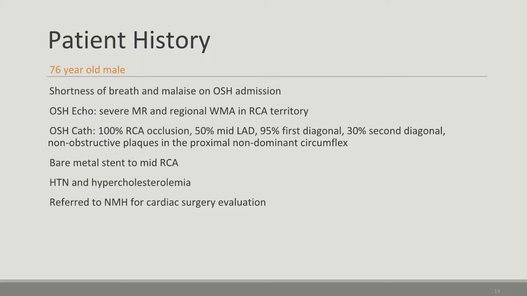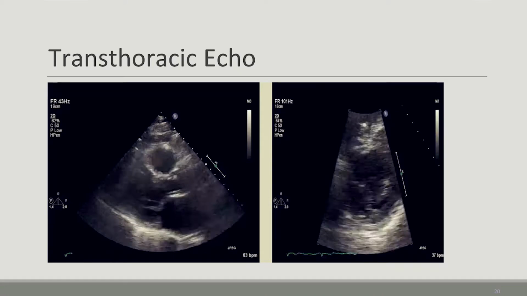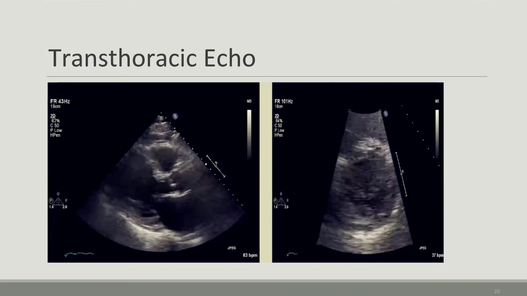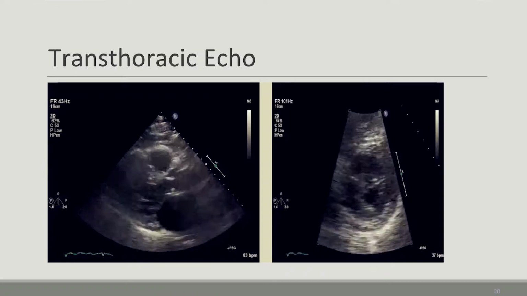He went on to have a cath that showed that he did indeed have RCA disease as well as lesions in the LAD and diagonals. They placed a bare metal stent to his RCA and he was referred to Northwestern to be evaluated for cardiac surgery. The first look at the parasternal long axis and short axis of the mitral valve gives us a first look at this gentleman's valve and the wall motion abnormalities.